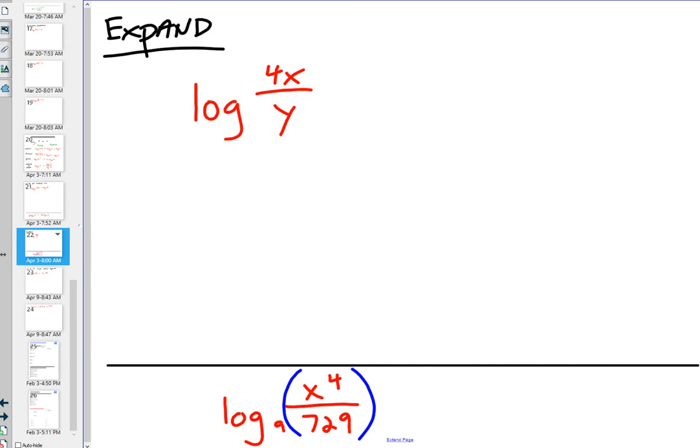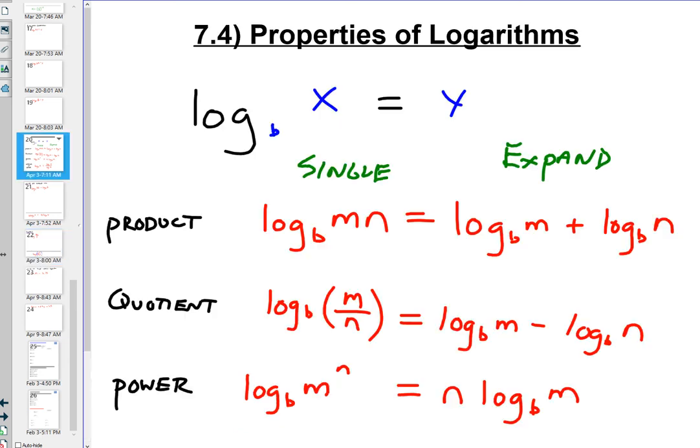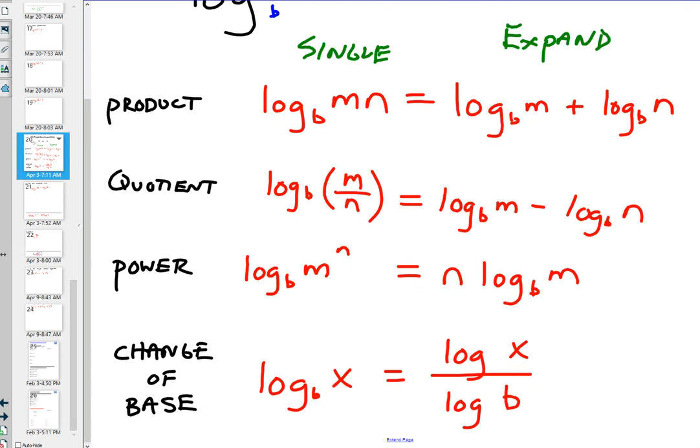When you expand or condense, you are using one of your three properties of logs. I know that we put 4 on that page before. This is what we introduced yesterday. But one of them was just change the base, which is a type of evaluating. This is the way to evaluate. So really, when we expand or condense, we're using one of these three.